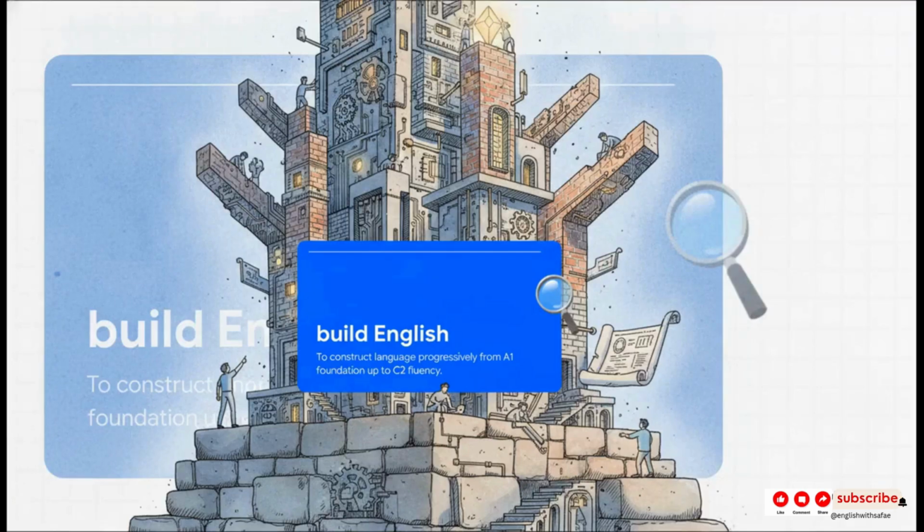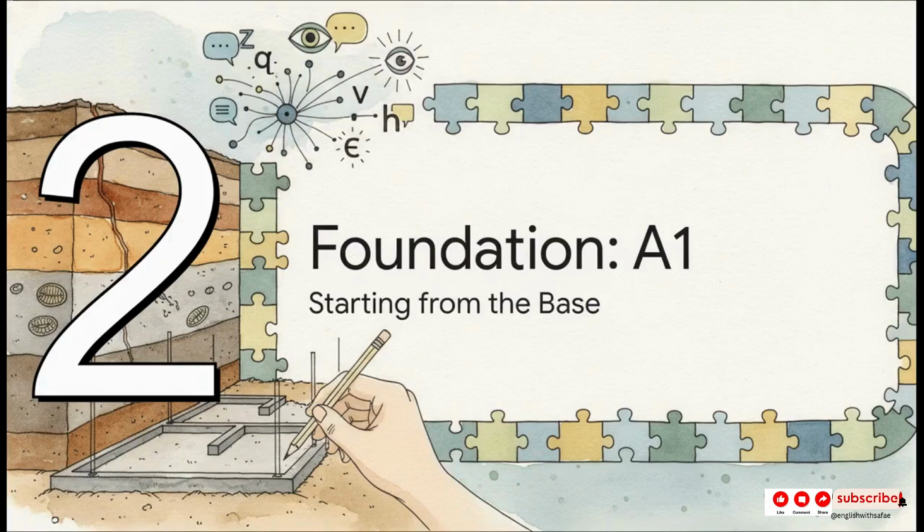Notice that really specific action verb being used, build. In this paradigm, language isn't just something you passively absorb, it's something that is actively constructed. You are essentially the architect, and every visual element acts as a brick. Think about it. If you skip building the foundation, the whole house just collapses. Which leads us perfectly into section 2, foundation, starting at A1.